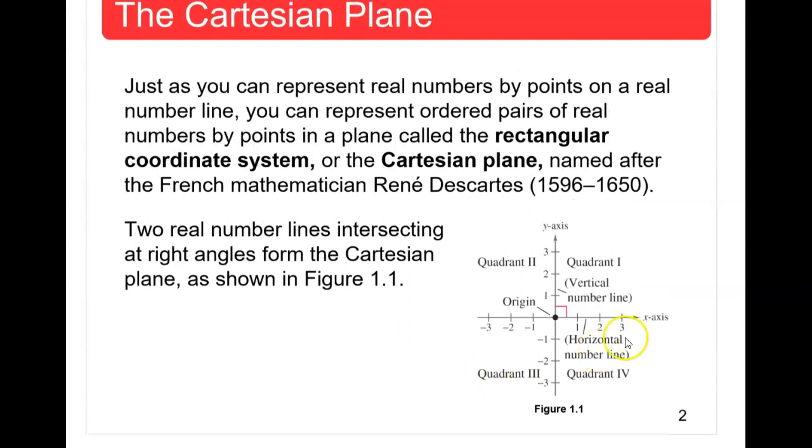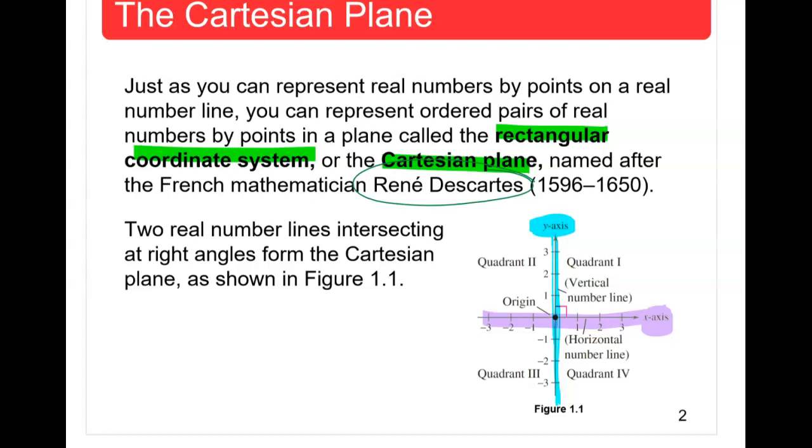So Cartesian plane, we have it here. And you could see that we do have the x-axis, which is the horizontal axis. We have the y-axis, which is the vertical axis. We call this the rectangular coordinate system as well, or the Cartesian plane. And it is named after the French mathematician René Descartes, who lived during this time period.